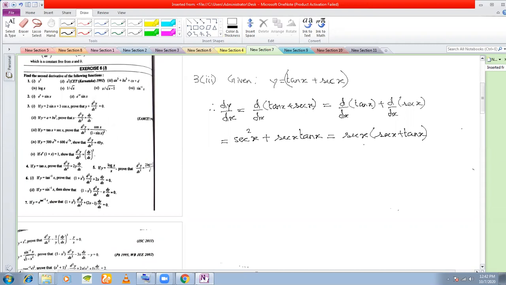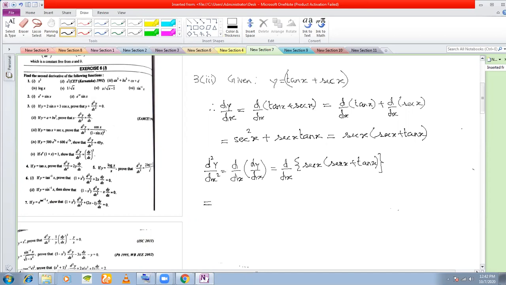Okay, now see that in fact there are two ways of doing this. Let me do the normal way first. This is the way you find dy/dx. You can find d2y/dx2 also. d2y/dx2 is d/dx of dy/dx, which is d/dx of what we just found out to be sec x into (sec x plus tan x).